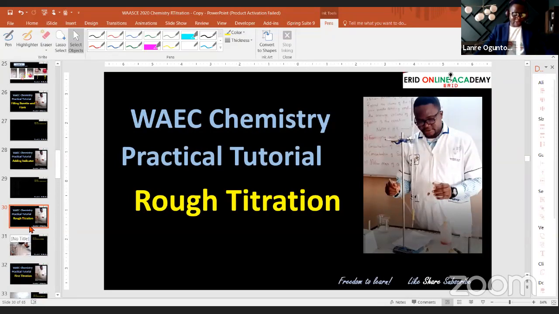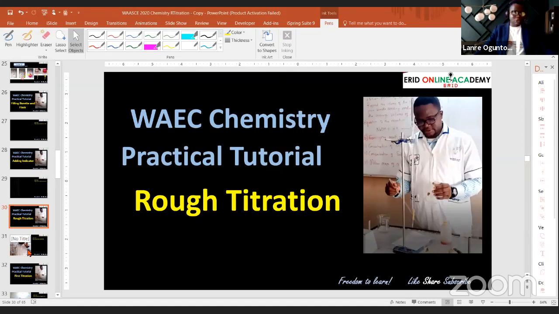Now we are getting almost there, and that is doing the rough titration. Doing your rough titration. This is like the main thing. If you get your rough titration wrong, then you may not be able to maximize your time that you need to do all your titration.